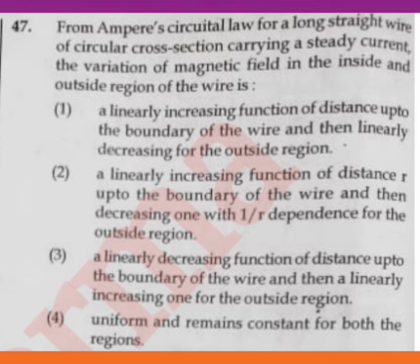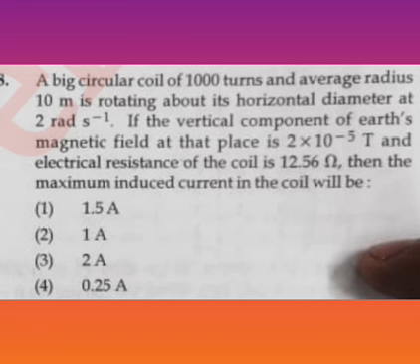Next, question number 48. A big circular coil of 1000 turns and average radius 10 meter is rotating about its horizontal diameter at 2 rad per second. If the vertical component of the Earth's magnetic field at that place is 2 × 10^-5 Tesla and electrical resistance of the coil is 12.56 ohm, then the maximum induced current in the coil will be option 1, 1.5 ampere, option 2, 1 ampere, option 3, 2 ampere, option 4, 0.25 ampere. The correct answer is option 2, 1 ampere.